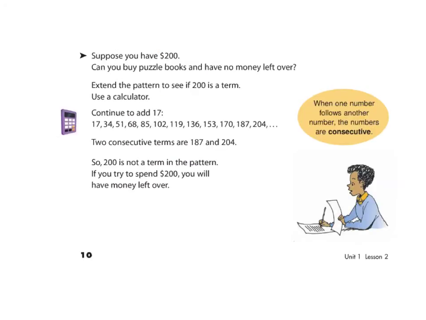All right, let's take a look at another one, or a continuation of that one. Suppose you have $200. Can you buy puzzle books and have no money left over? Extend the pattern to see if 200 is a term. Use a calculator. And this is where you would continue probably to add 17. And if you're doing this in your calculator, a handy way to do this when you're doing this with patterns is go 17 plus 17, and then every time you hit equals, it will give you the next number. Just a little calculator trick to assist you with your work.